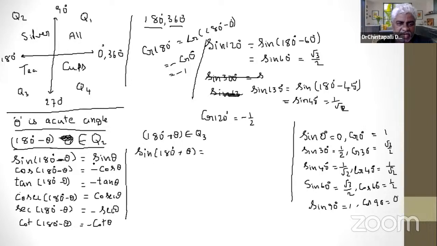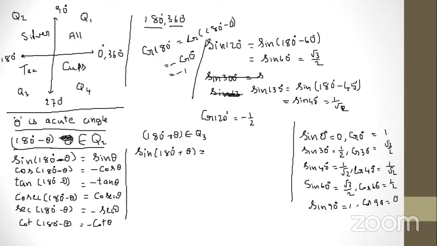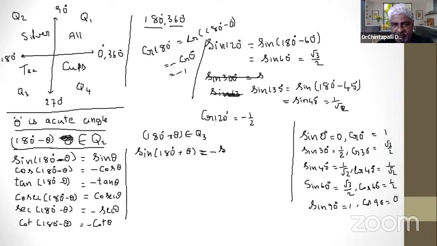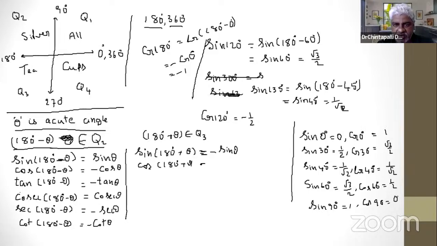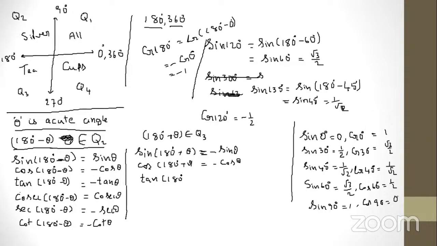Sine of 180 degrees minus theta is sine theta? It is negative sine theta. Very good. What is cos of 180 degrees plus theta? Negative cos theta. Very good. What is tan of 180 degrees plus theta? Tan theta. Very good.